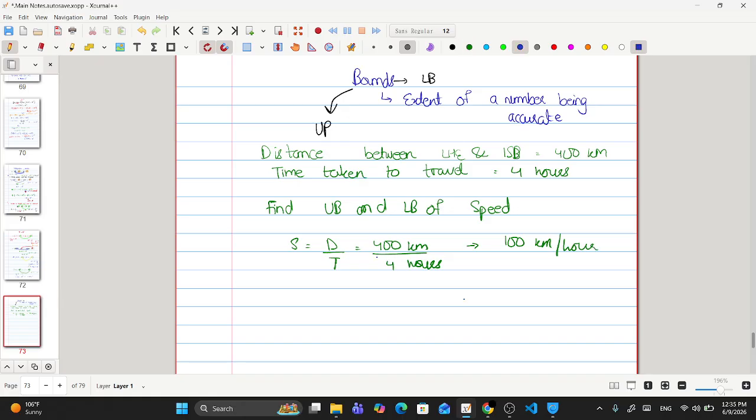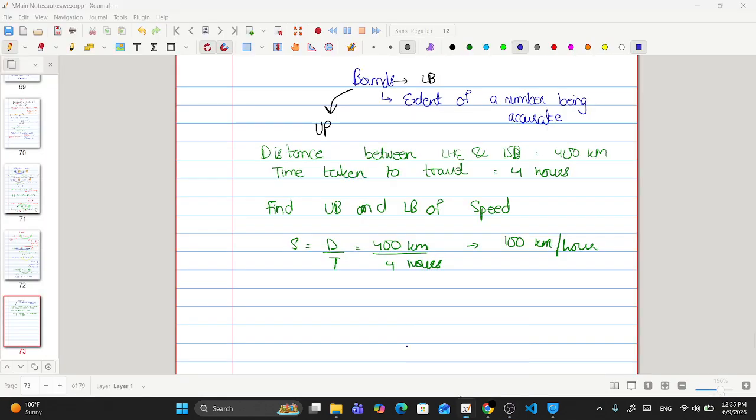Now there is a formula that I wanted to tell you, and I tell this formula to each and every student. That formula is: error equals accuracy divided by 2.